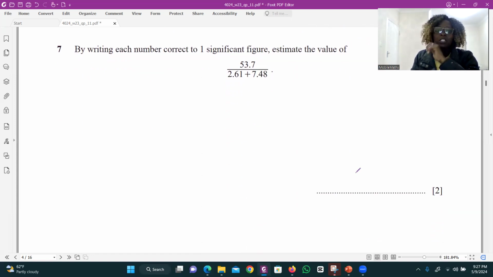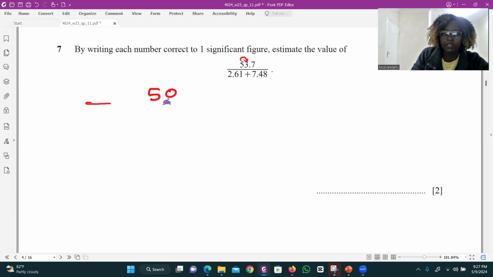By writing each number correct to one significant figure, estimate the value of this. So we want to change to one significant figure. For 53.7, we check the 5 here. This is the first digit. Then we check the next number that follows. Is it 5 and above? If it is not, it means this number is going to be 50. So we have 50 over.